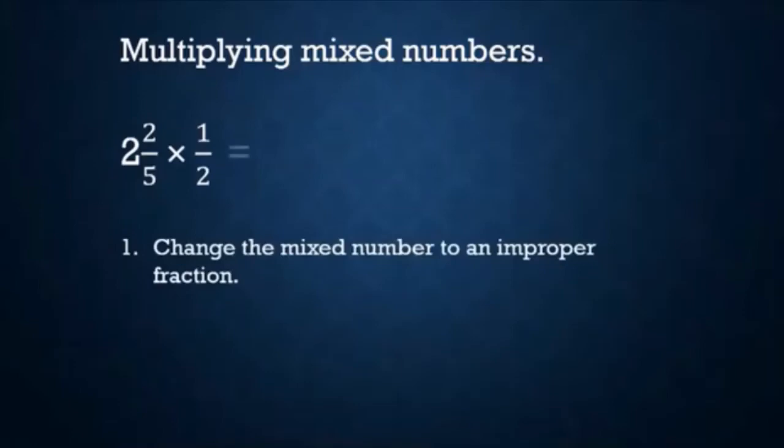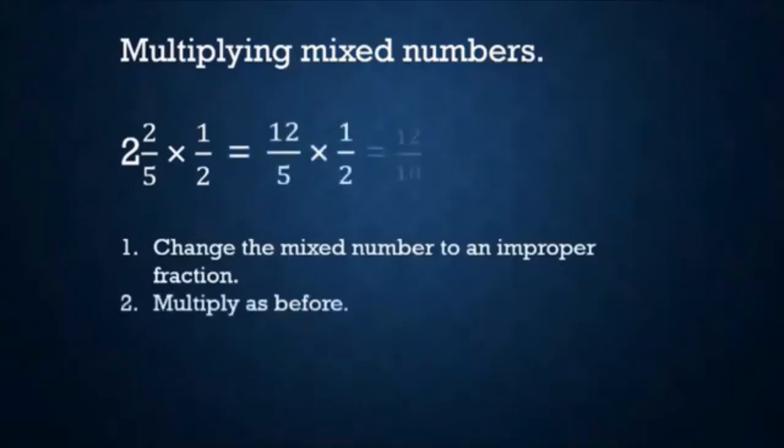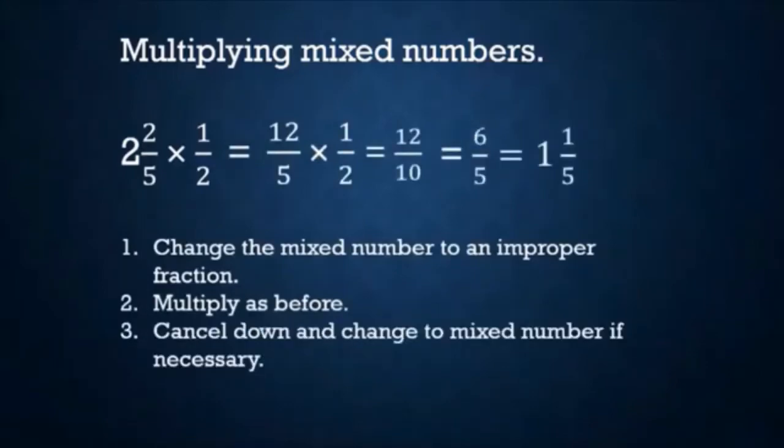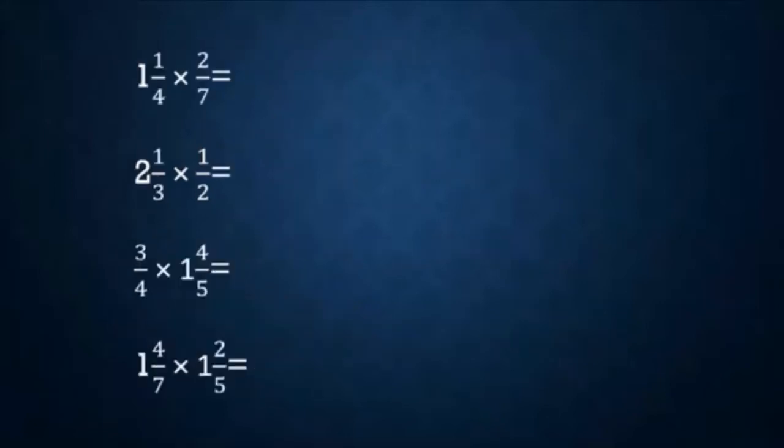So first, we have to change the mixed number to an improper fraction. Then we'll multiply as before, and if necessary, we'll cancel it down, and if it's still an improper fraction, we'll make it a mixed fraction. So what is 1 by 4 into 2 by 7? It is 10 by 28 or 5 by 14.